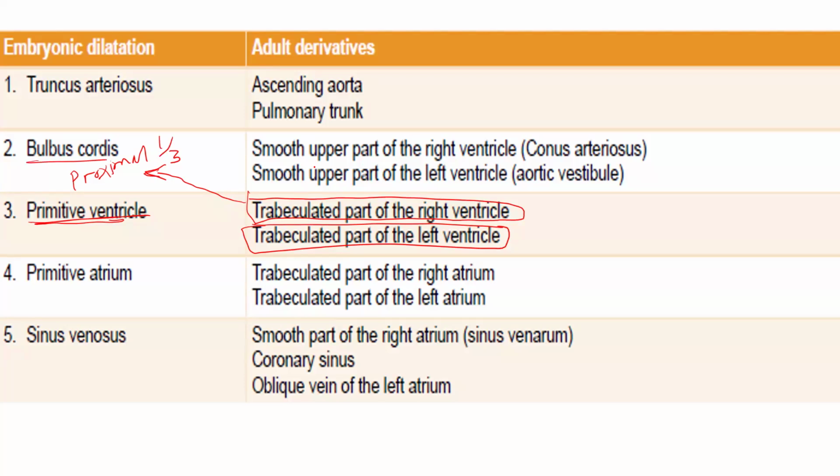Remember, bulbous cordis has three parts: truncus arteriosus as the distal third, which now forms the aorta and the pulmonary trunk. The middle third, conus cordis, gives rise to the conus arteriosus on the right, which is also named as the infundibulum, and on the left, it gives rise to the aortic vestibule. Then the proximal 1/3 gives rise to the trabeculated part of the right ventricle.